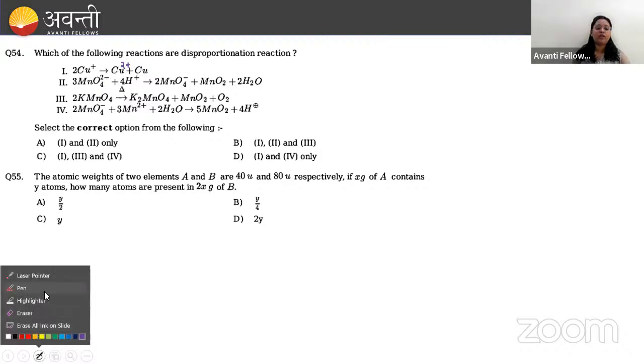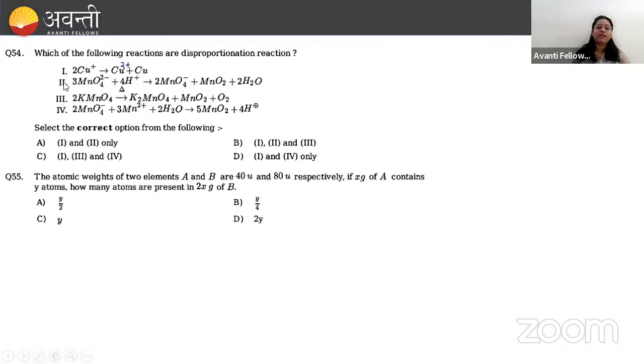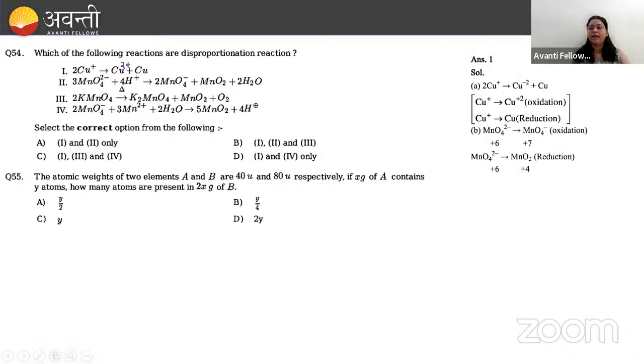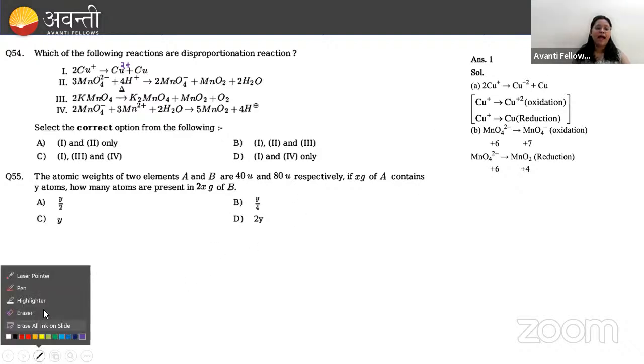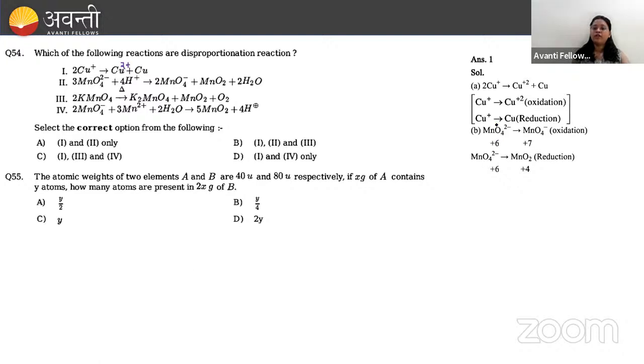So when we see all the reactions, in the first reaction, 2Cu+ is converting into Cu2+ and Cu. In the conversion of Cu+ to Cu2+, oxidation takes place, and in the conversion of Cu+ to Cu, reduction is happening. So in this reaction, oxidation as well as reduction is taking place simultaneously, and that's why this is one type of disproportionation reaction. Now let's move on to the second reaction.